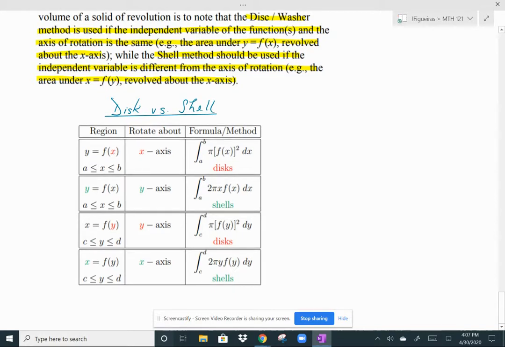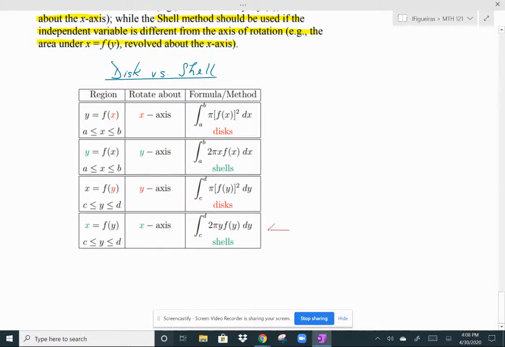So if you rotate the region y equals f of x around the x-axis, you would want to integrate with respect to x. If you rotate a function of x with respect to the y-axis, then in this case the shell method would make more sense, because with shell method you would be able to leave your function in terms of x. If your function is defined in terms of y and you're rotating around the y-axis, well then again disk or washer, if there's more than one function, would be the best choice. And if your function is defined in terms of y and you're rotating around the x-axis, then in this case the shell method would make more sense.